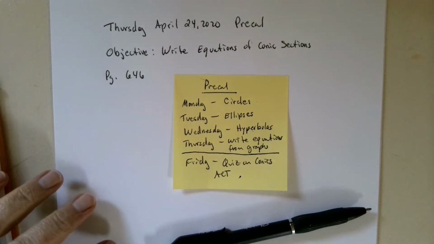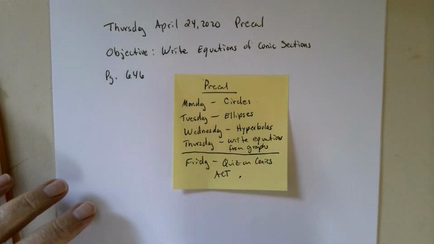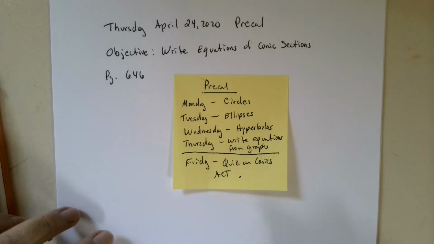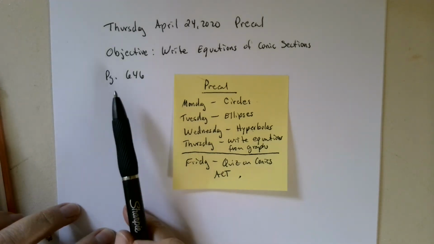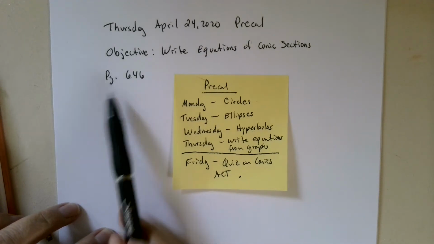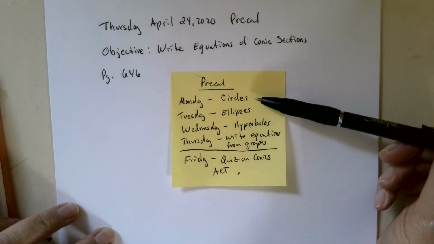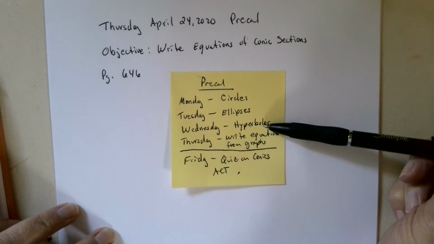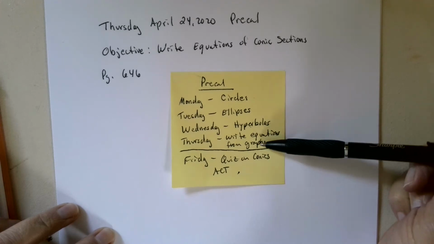This is our video for Thursday, April 24th for pre-cal. Our objective today is to be able to write equations of conic sections given graphs or information about it. You're going to need your books open to page 646. Just to review, Monday we talked about circles, Tuesday ellipses, Wednesday hyperbolas, today writing equations.